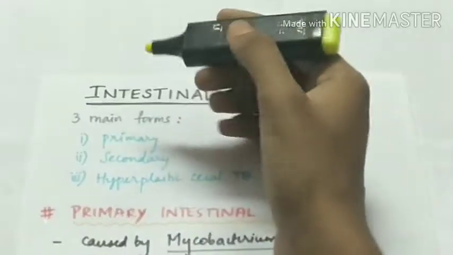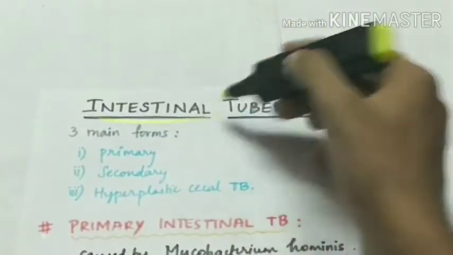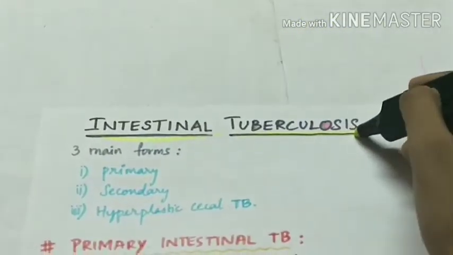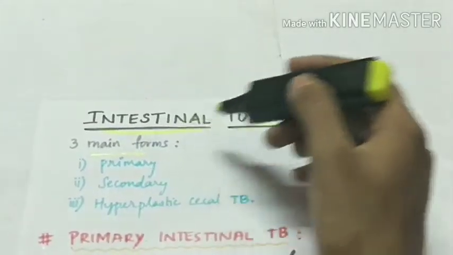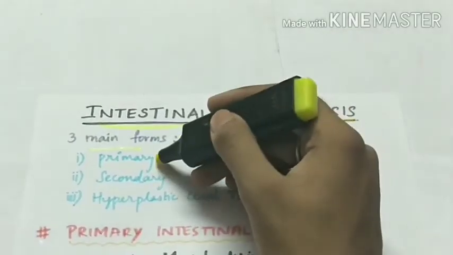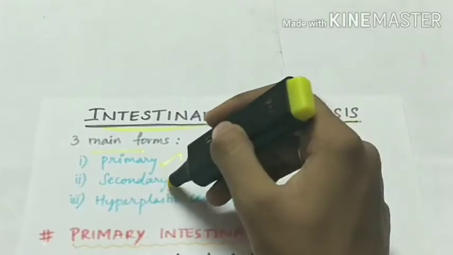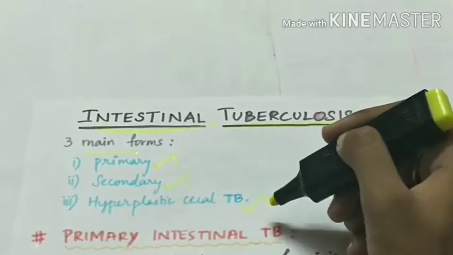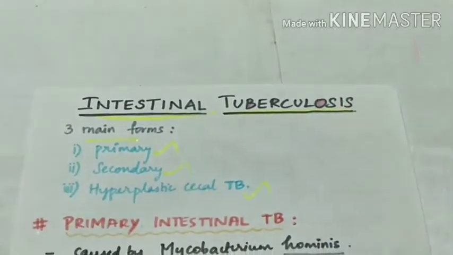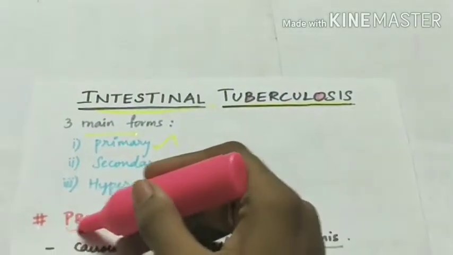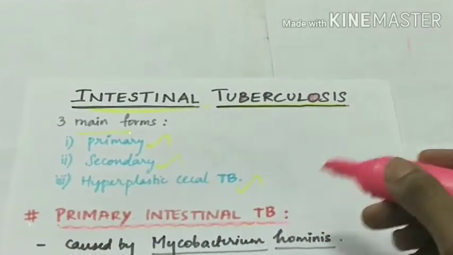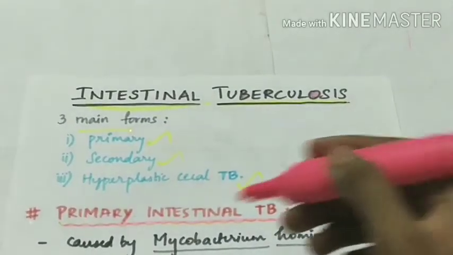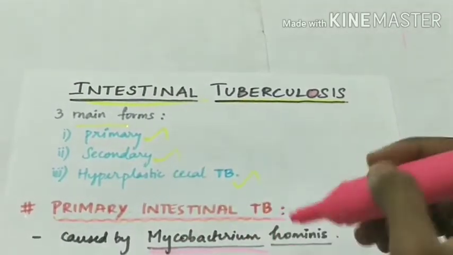Let's see about the pathology of intestinal tuberculosis. There are three main forms of intestinal tuberculosis. They are primary tuberculosis, secondary tuberculosis, and hyperplastic cecal tuberculosis. First, let's see about the primary intestinal tuberculosis. This is mostly caused by the bacteria Mycobacterium hominis.